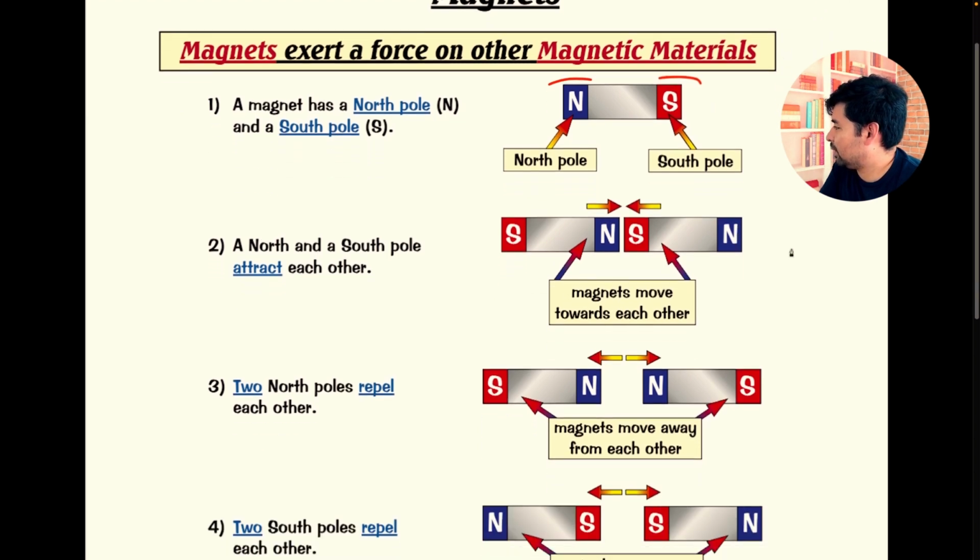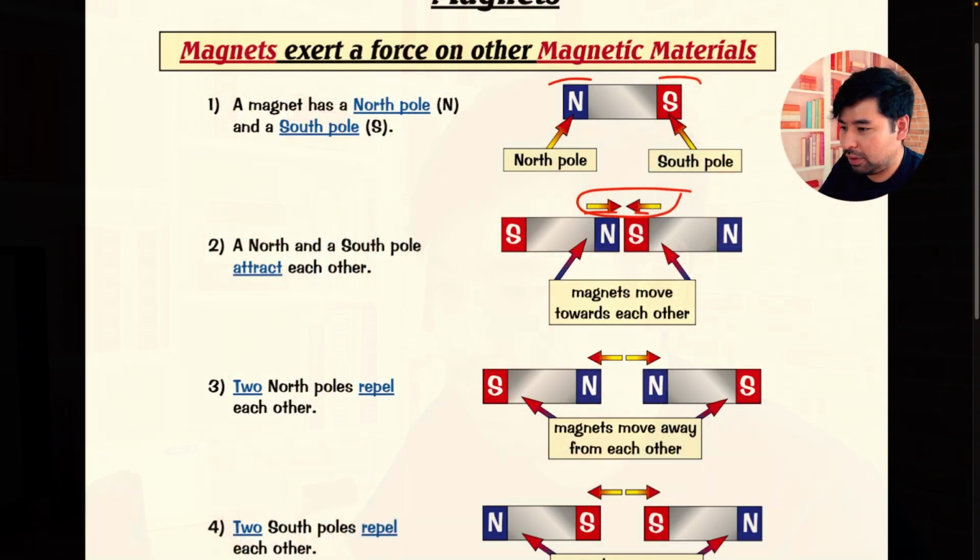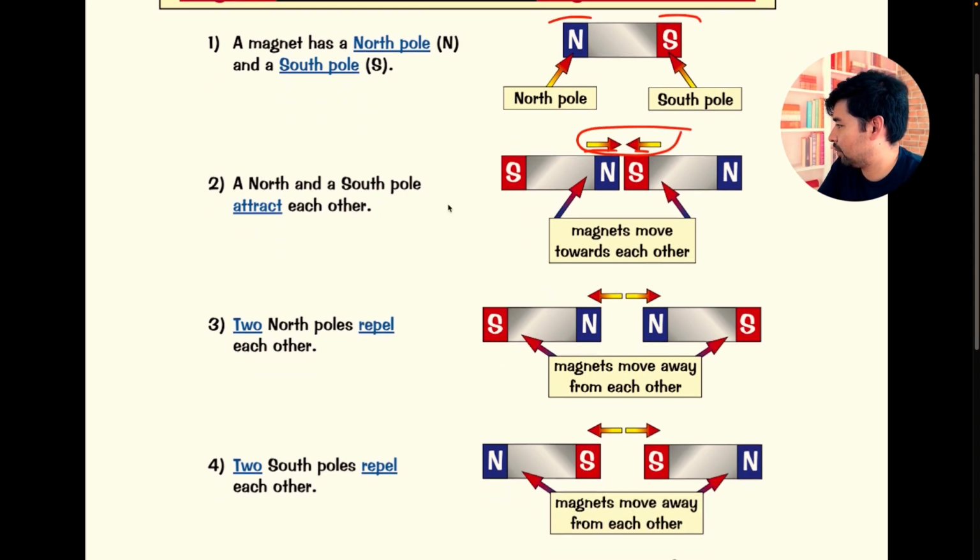Two: a North and South Pole attract each other. If you put them closer, they will get together. So what does it mean, teacher? It means that if you have a North here and a South here, and you put them a little bit closer, they will attract, they will come together like that. This is how a magnet works. And moving on. By the way, just to confirm, number two: magnets move towards each other.